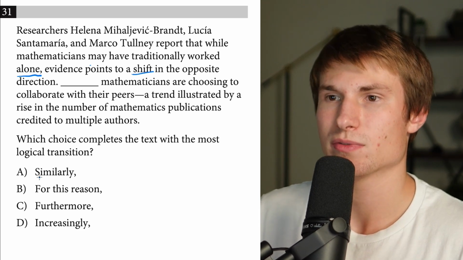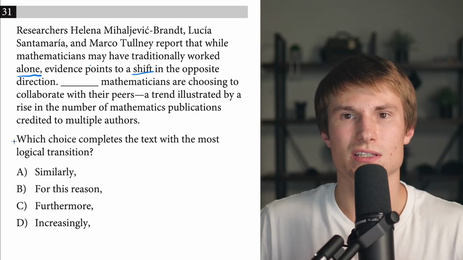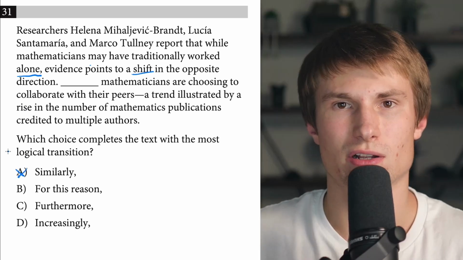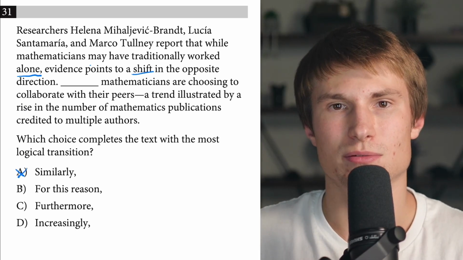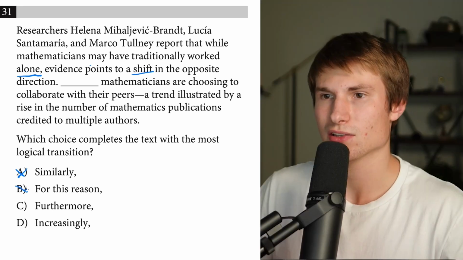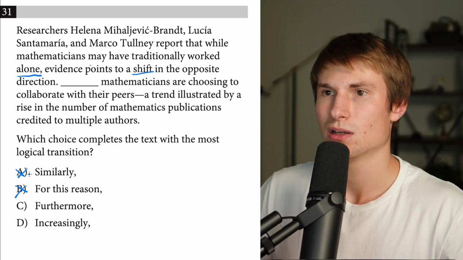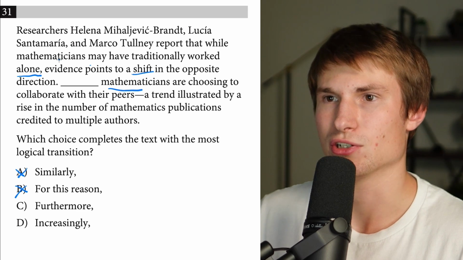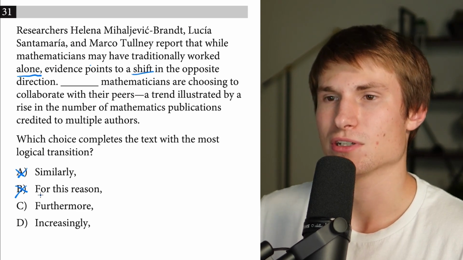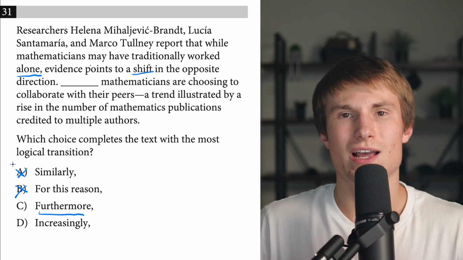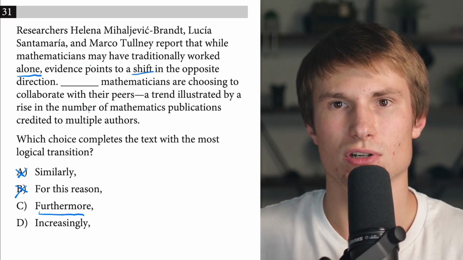Okay, if we look at our options, we've got option A, similarly. Well, it's not similar to what came before it. Okay, we're just kind of illustrating what we previously claimed. If we look at option B, for this reason, it's not a consequence of what came before it, so we can get rid of B. Okay, what came before it did not cause mathematicians choosing to collaborate with their peers. If we look at option C, furthermore, we're not adding on to what came before, we're illustrating it.